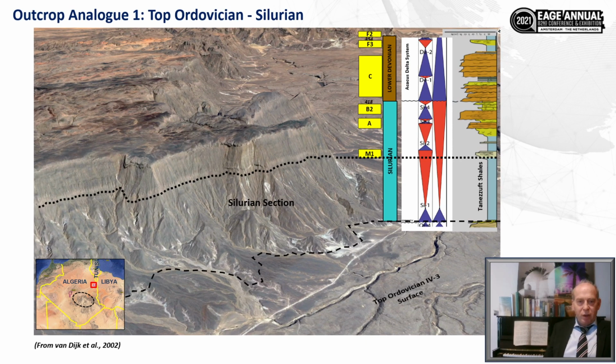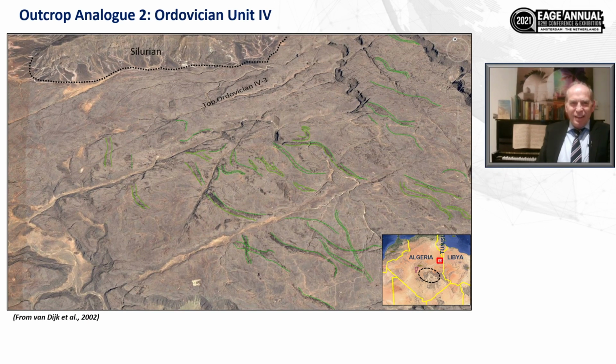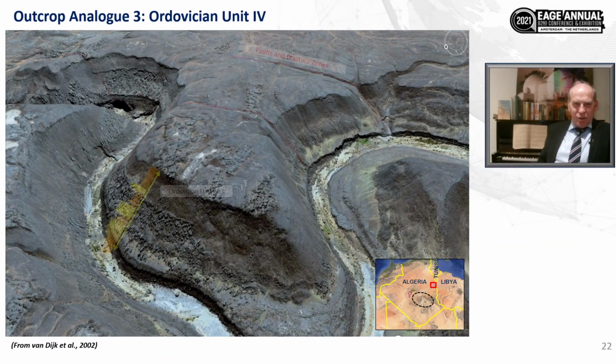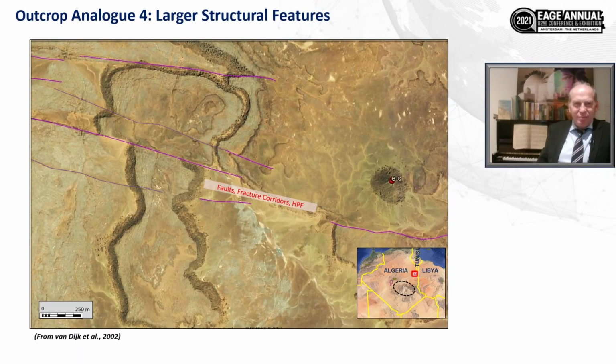Here we see an image representing the top of the Ordovician reservoir and the contact with the overlying Silurian section, which starts with the hot shales, which also constitutes the seal of the reservoir. Then here we see the top of the Ordovician reservoir with well recognizable channel systems, which can be mapped using the satellite images. And here we see an example of the outcrop of the Ordovician series with well-defined fault and fracture zones. And here we can see on the satellite images fault and fracture zones cross-cutting the Ordovician series.